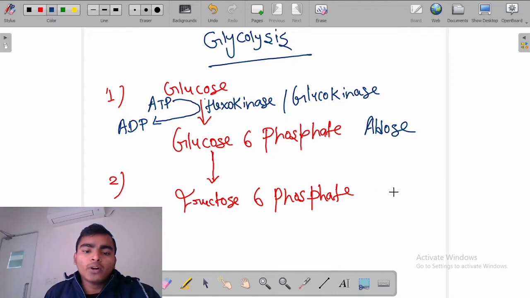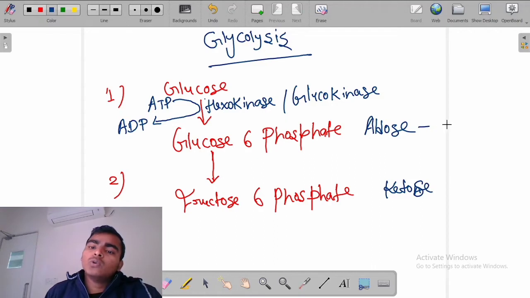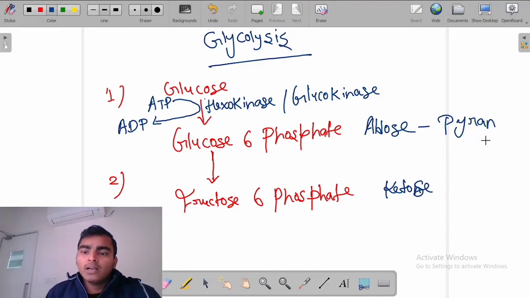And what about fructose? Fructose is a ketose sugar because there is a ketone group. Another word for glucose is pyranose sugar, because there is a pyran ring. A pyran ring has a total of 6 atoms that play a role in the formation of the ring. And the ketose sugar, especially fructose, is a furanose sugar. So there is a furan ring found over here.